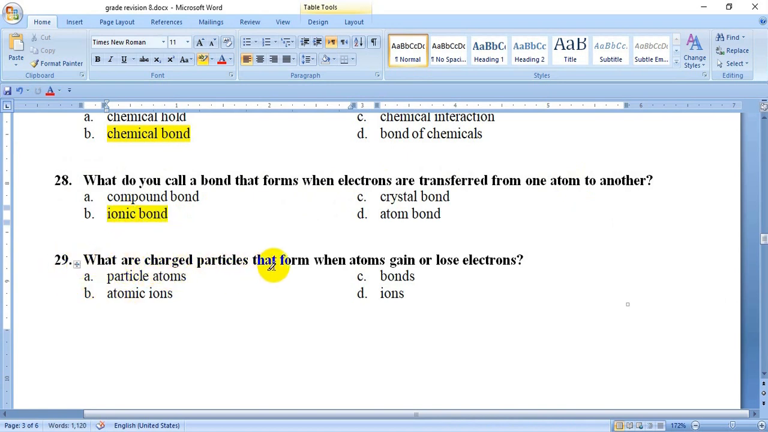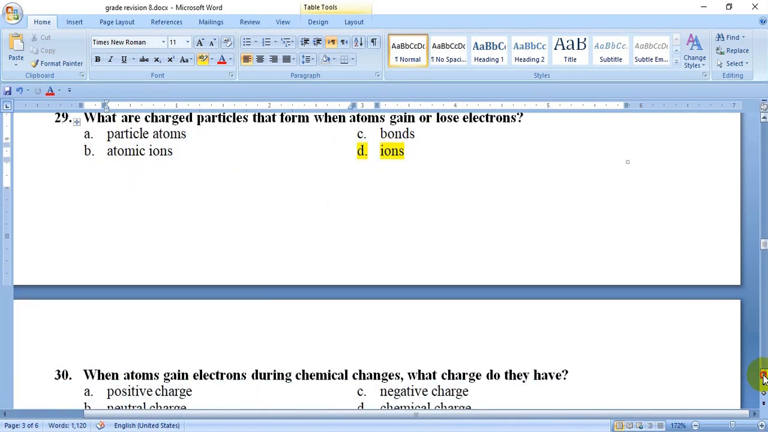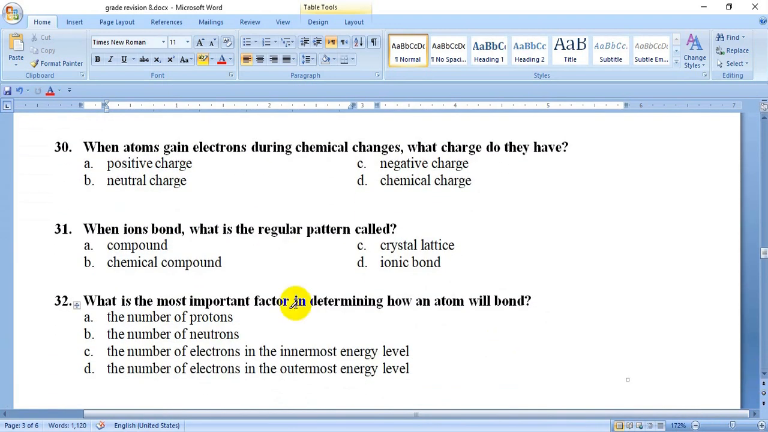29. What are charged particles that form when atoms gain or lose electrons? When they lose or gain electrons, they change to ions. 29. Ions. Question 30. When atoms gain electrons during chemical changes, what charge do they have? When an atom gains an electron, it changes to a negative ion, a negatively charged ion. So we will choose C. And usually they are nonmetals.